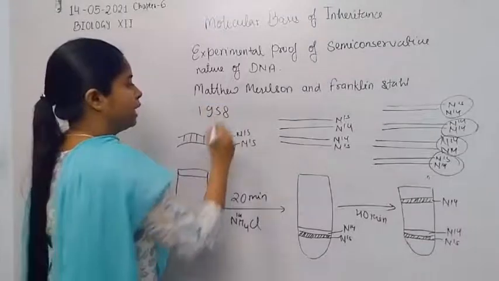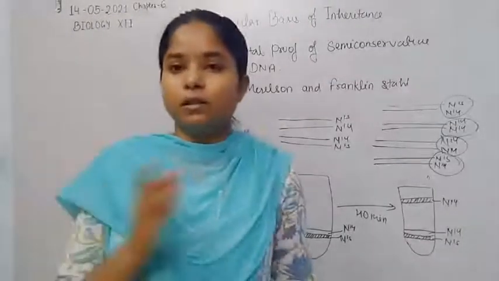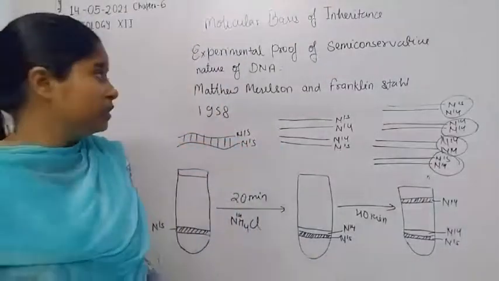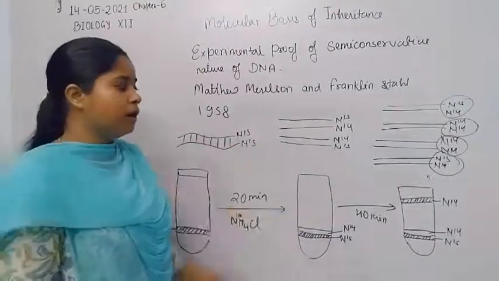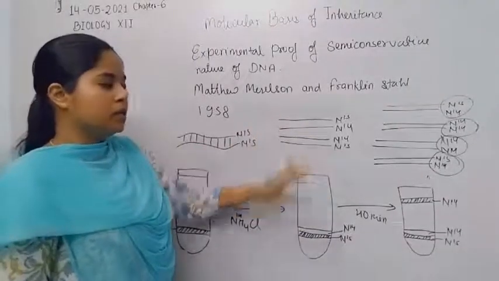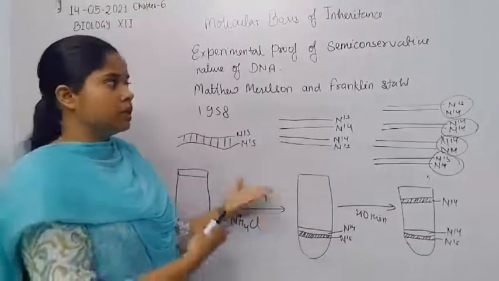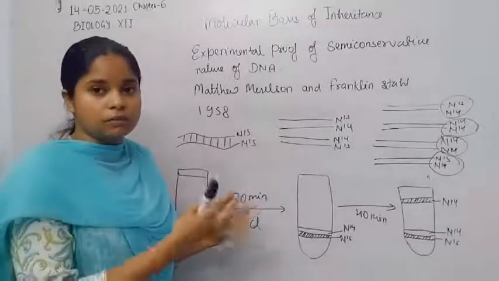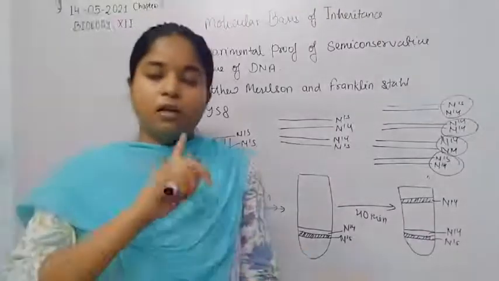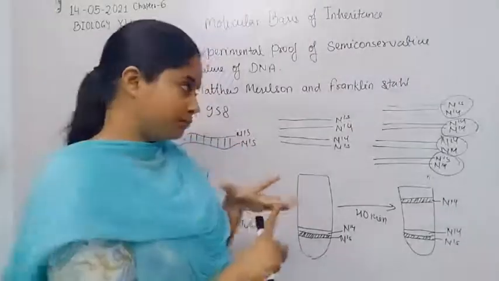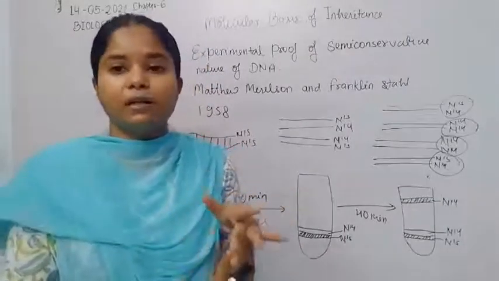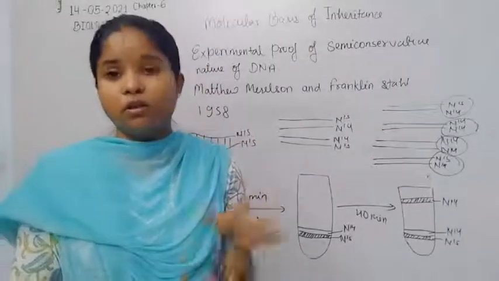I hope you like this video. Students, this experiment was done by Meselson and Stahl, and according to them, DNA is semi-conservative, as Watson and Crick also proposed, because one strand of DNA is parental and the second strand is newly synthesized, or daughter DNA.